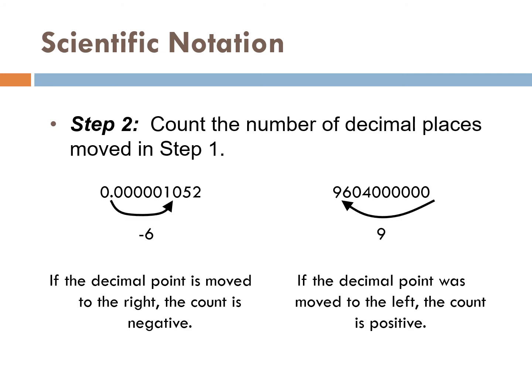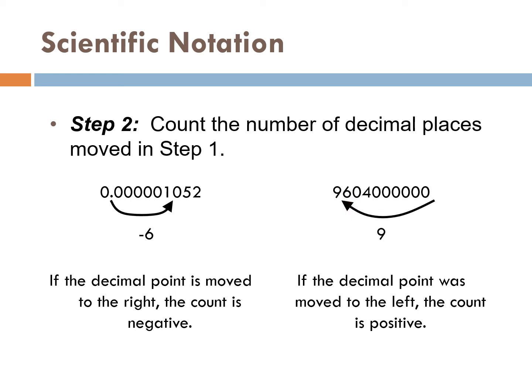The second step is to figure out how many decimal places you actually had to move in order to get it between 1 and 10. How many places did we have to move this in order to get the decimal point so that the number is between 1 and 10? Here we see that we had to move it 1, 2, 3, 4, 5, 6 places, and the number that was greater than 10 is 1, 2, 3, 4, 5, 6, 7, 8, 9 places.